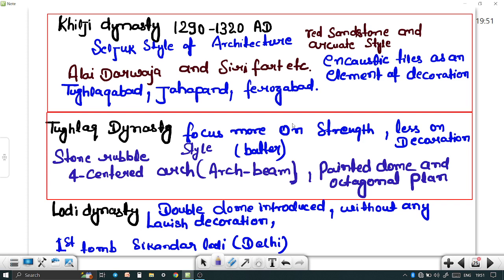Okay. Now next is the Lodi dynasty. In the Lodi dynasty, a large number of tombs were built in and around Delhi without any lavish decorations. These mausoleums were designed on the octagonal plan. So the important thing of this is the octagonal plan. Let me write this. One of the important features of the Lodi dynasty is the octagonal plan.